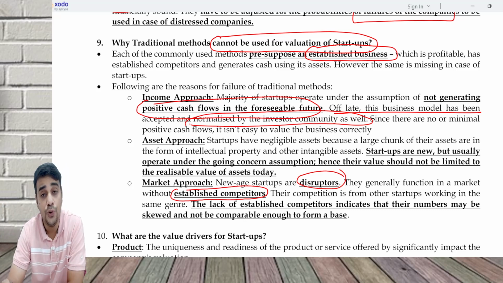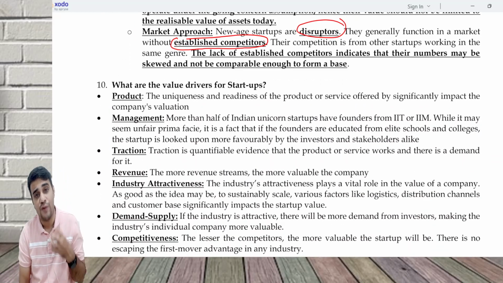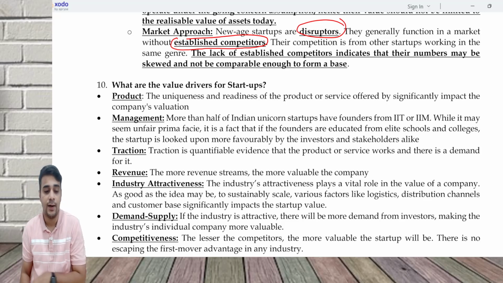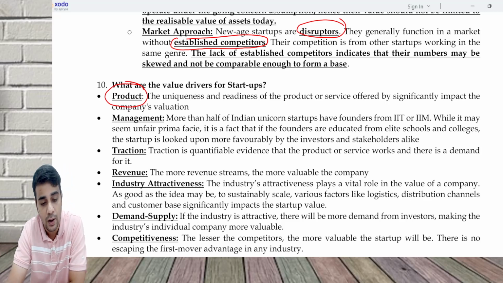What are the value drivers for a startup? This is very critical. Where does the startup get its value from? The first thing is the product or the service which is being given by the startup. Basically, the product or the service is the most important factor which will impact the value of a startup. Example, Swiggy's valuation. They were trying to tackle an issue in the market, that is connecting the customer with various restaurants in a seamless manner. That was the uniqueness of their business model, and that has led to good valuation for them.